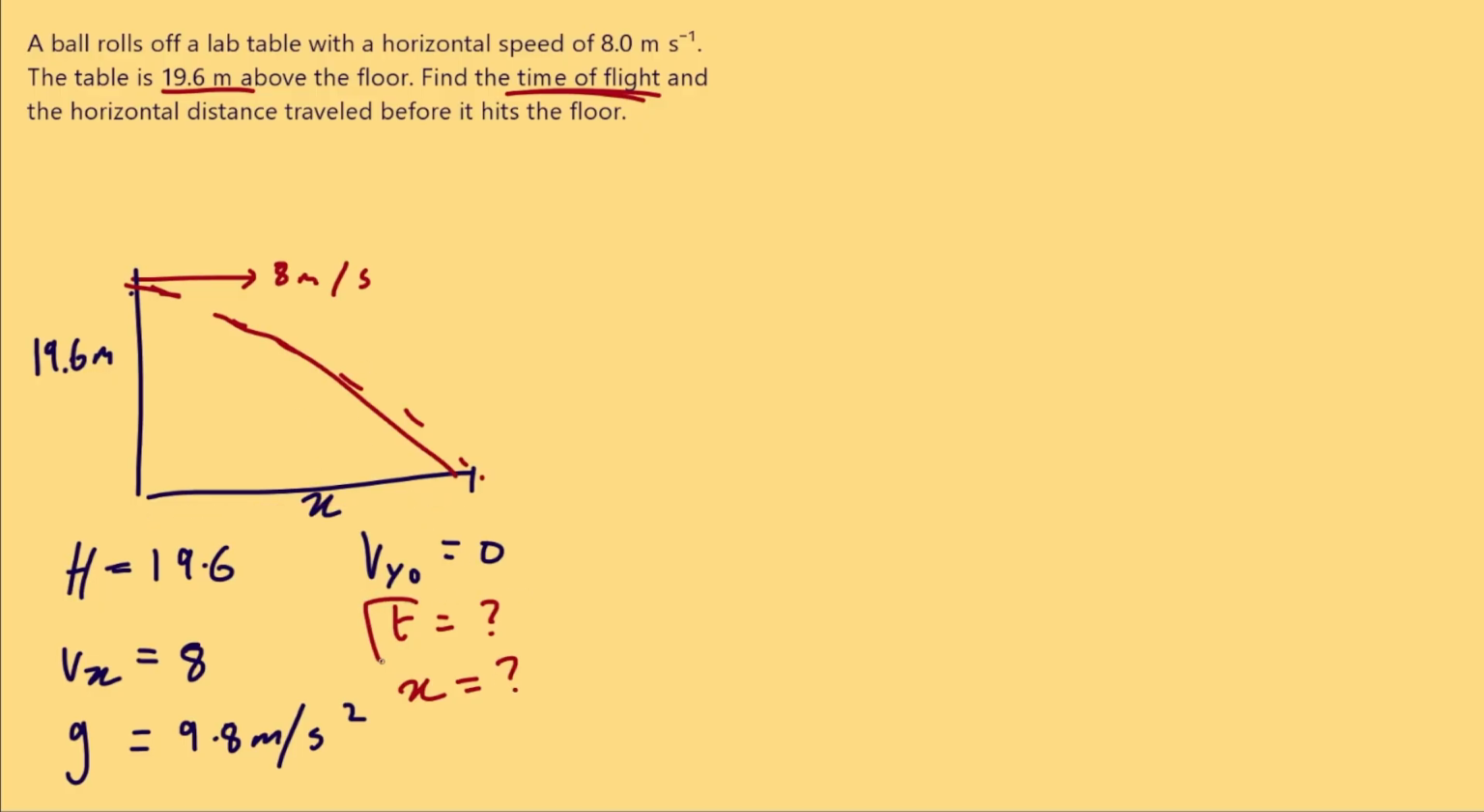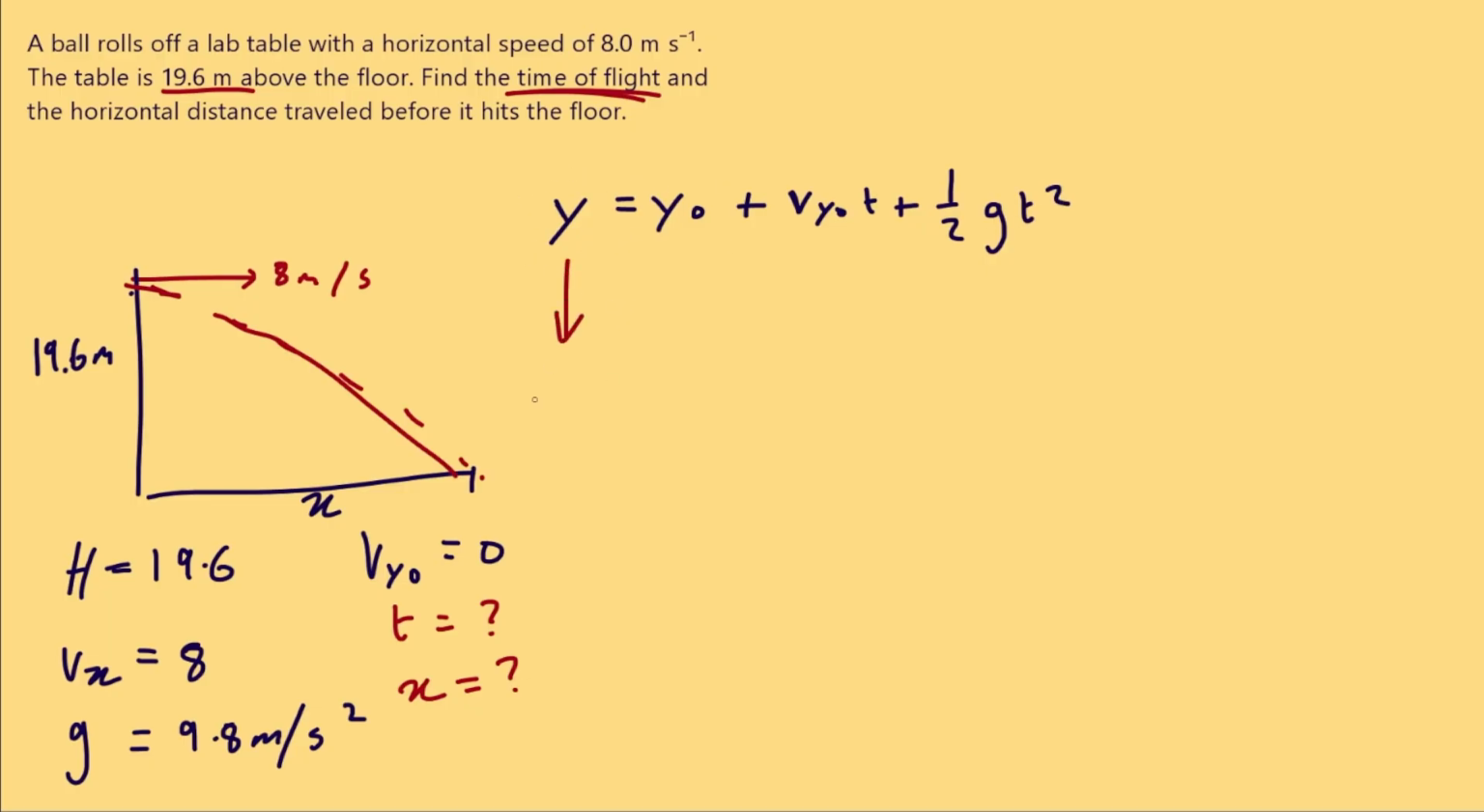We're going to start by solving time because once we have time, we can very easily solve for the horizontal distance. And the formula we're going to use to solve for time is a standard kinematic equation with constant acceleration. It looks like this: y equals y0 plus vy0 t plus 1 over 2 g t squared. Let me explain each part of this formula.